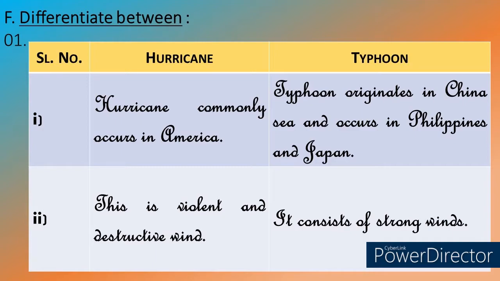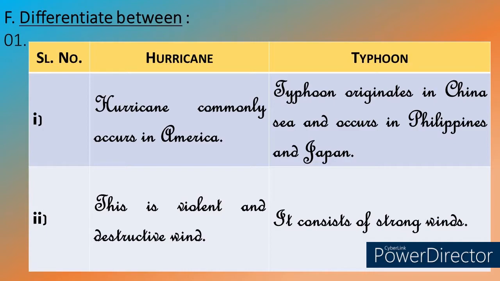So in that way, hurricane commonly occurs in America. Before itself I said we have North America and South America, so there is no differentiation here. In America, if a cyclone takes place, it is known as hurricane. Whereas typhoon originates in the China Sea and occurs in the Philippines and Japan.